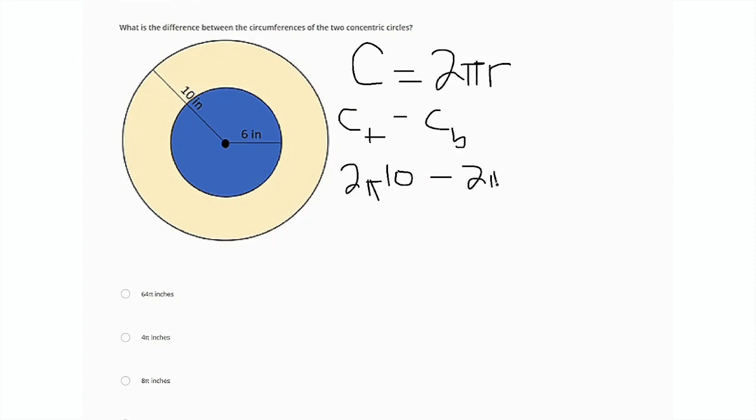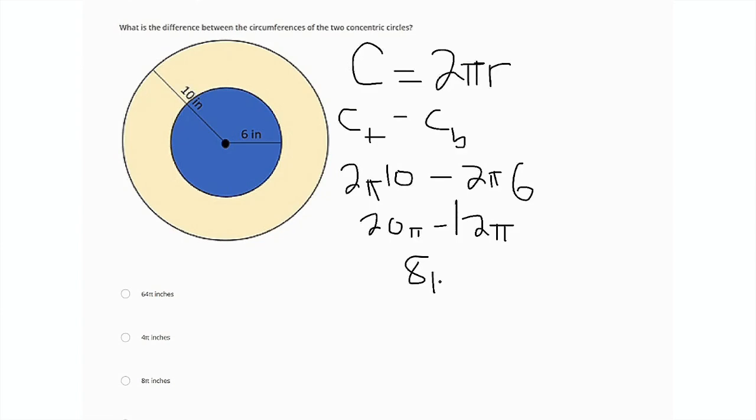Remember, there's implied multiplication here when these are written in a row like this. So 2 times 10 is 20, 20 pi, minus 2 times 6 is 12 pi. So 20 pi minus 12 pi. Okay, and that is going to be 20 minus 12 is 8, right? So our answer is going to be 8 pi.